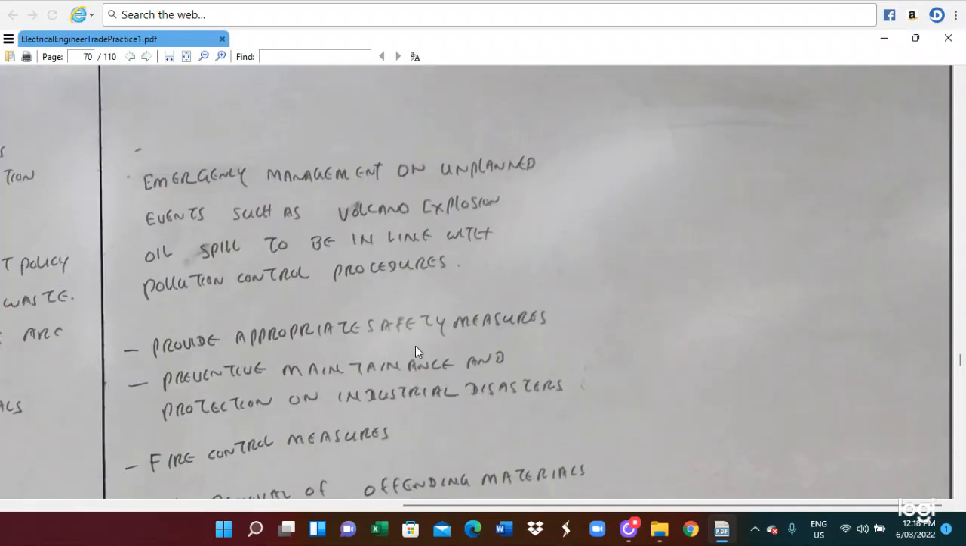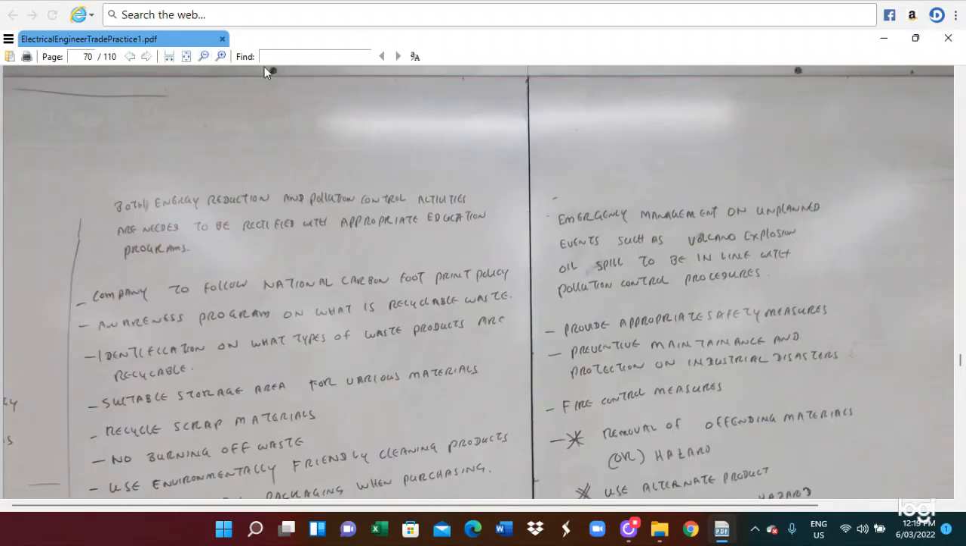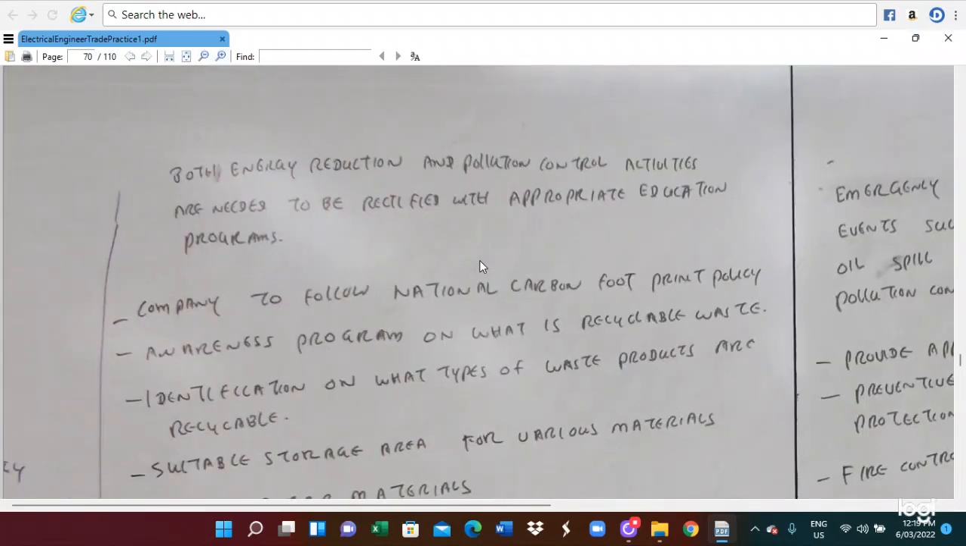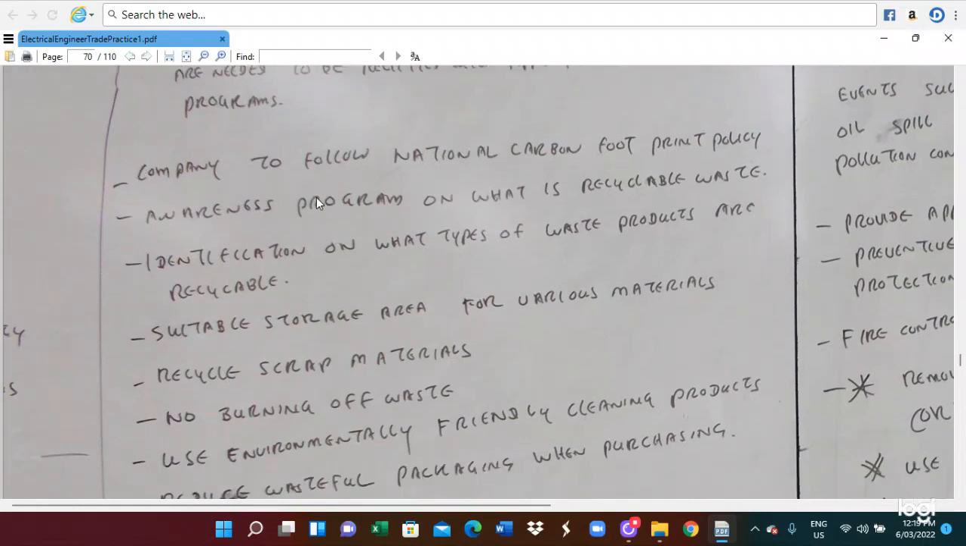We also have to follow the appropriate sustainability practices. We have to follow appropriate energy reduction and pollution control activity. Appropriate energy reduction and pollution control activity need to be reflected in the education program. The community following the national carbon footprint policy is an important aspect, and it must be followed.